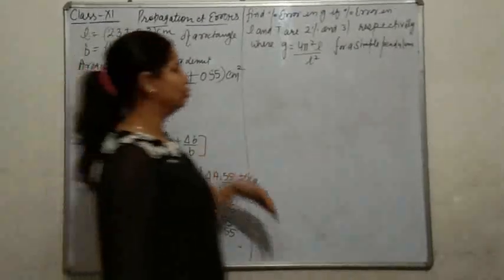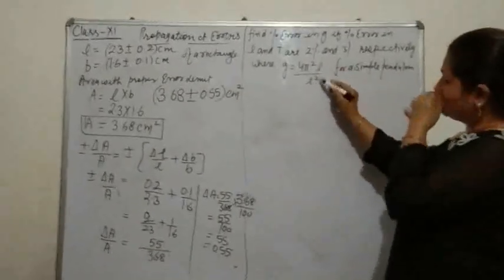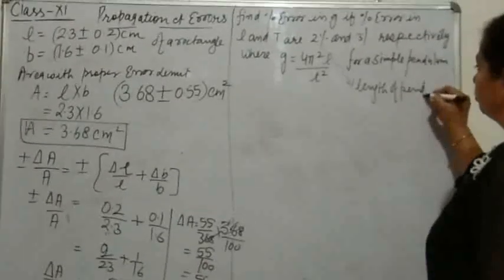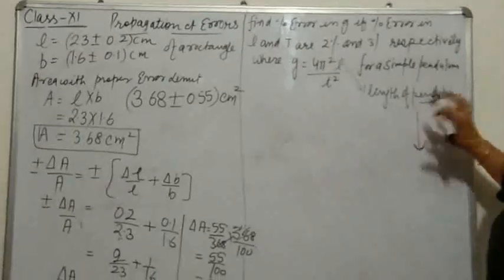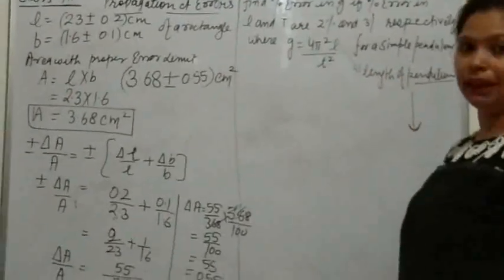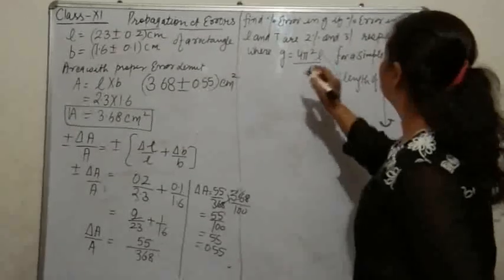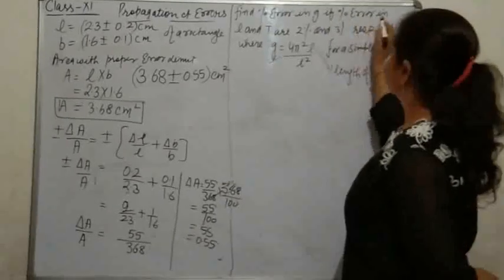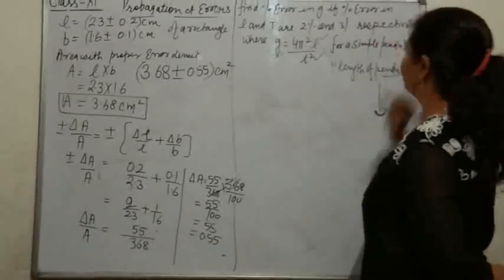Now come to the next numerical here. The formula given to us is g equal to 4 pi square L upon T square, where L is the length of a pendulum. Just like the pendulum of a wall clock, its length is given to you. T is the time period, time taken to cover one particular revolution or one particular cycle. Now we have to find percentage error in g, if the percentage error in length and time period are given to you, 2% and 3% respectively.